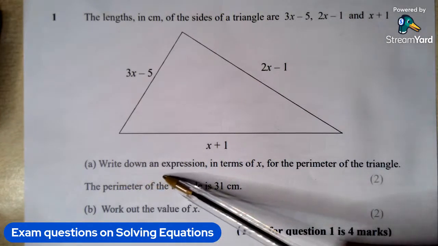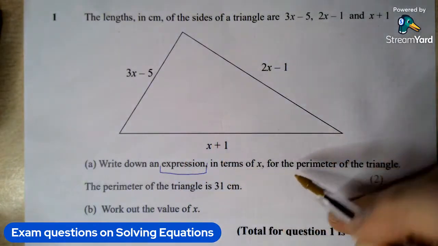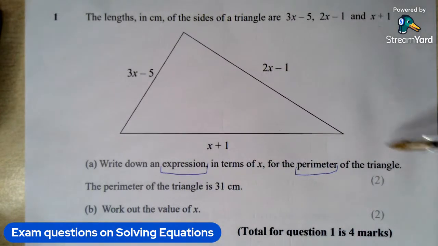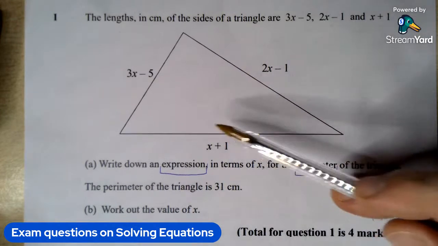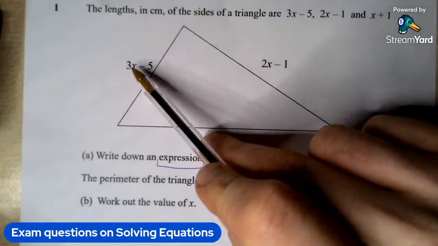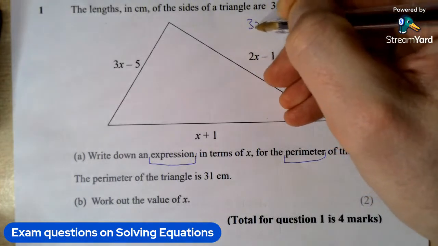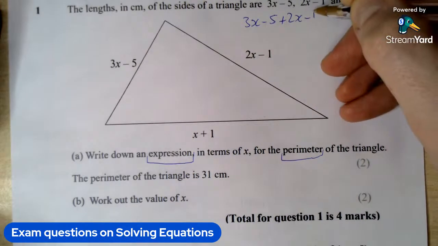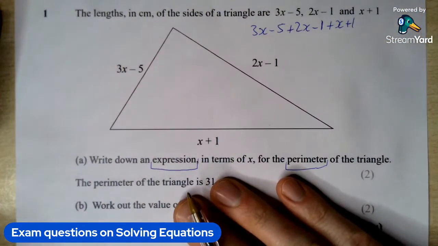Now it says here, write down an expression, an expression, not an equation, in terms of x for the perimeter of the triangle. So perimeter, if you had a normal shape, you'd add all the sides together. You're going to still apply that concept here on this triangle, okay? You are just adding the sides together. However, instead of just pure numbers, you've got letters as well. So easy way, if you're going to do it long form, it'll be 3x minus 5 plus 2x minus 1 plus x plus 1. And then you would simplify that answer, okay?